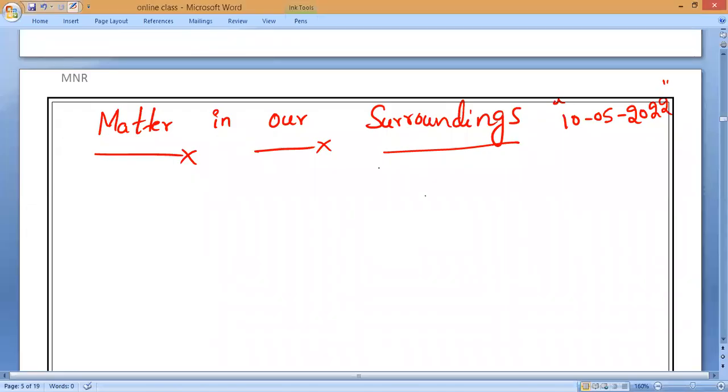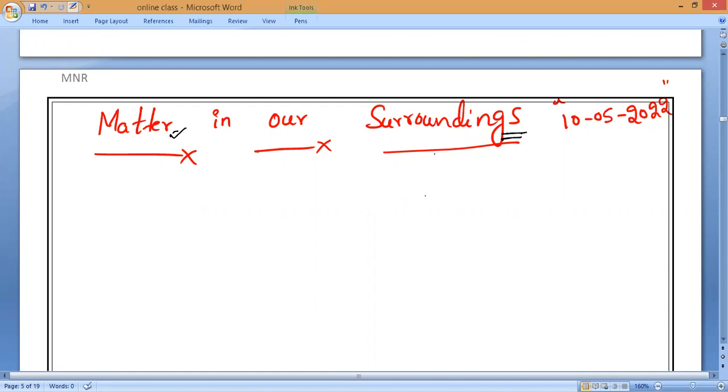So if you notice it here, in our surroundings, that is what they are asking. Matter in our surroundings. The substances present in our surroundings are what we call matter. So now, why should we study this chapter?